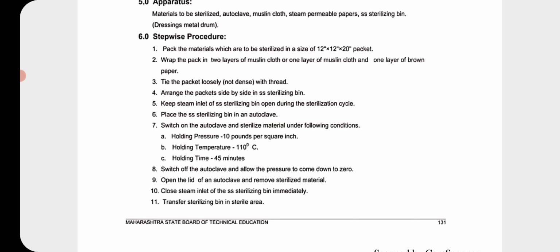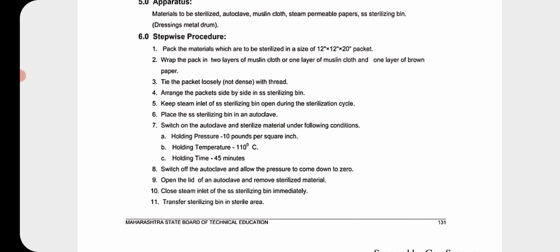Procedure: pack the materials to be sterilized in a packet of size 12 by 12 by 20. Wrap the pack in 2 layers of muslin cloth, or 1 layer of muslin cloth and 1 layer of brown paper. Tie the packet loosely, not dense, with thread.